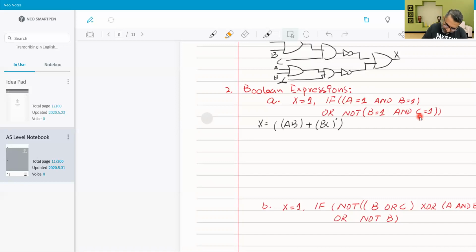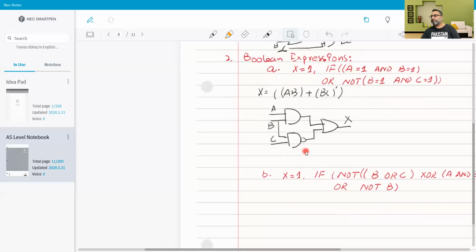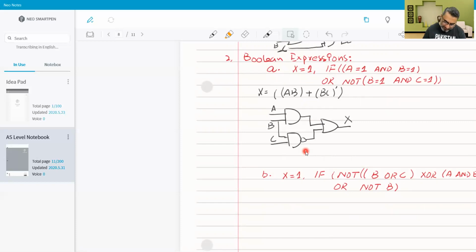Now this is A, B, this is B and C whole NOT being ORed, and the output is X. You can do it directly from the Boolean expression to the circuit as well, but sometimes it's a good idea to practice everything. In the exam, it would be solely up to the question. Whatever the question says, you would have to do that. You don't have to perform all of these steps.